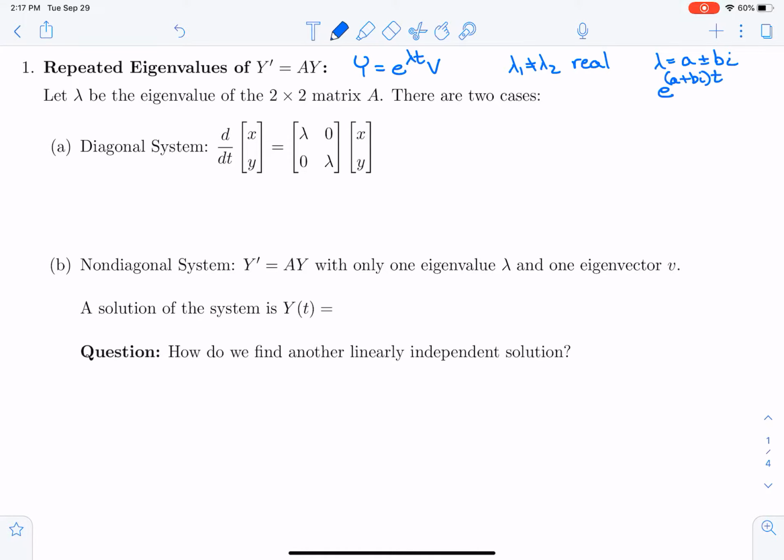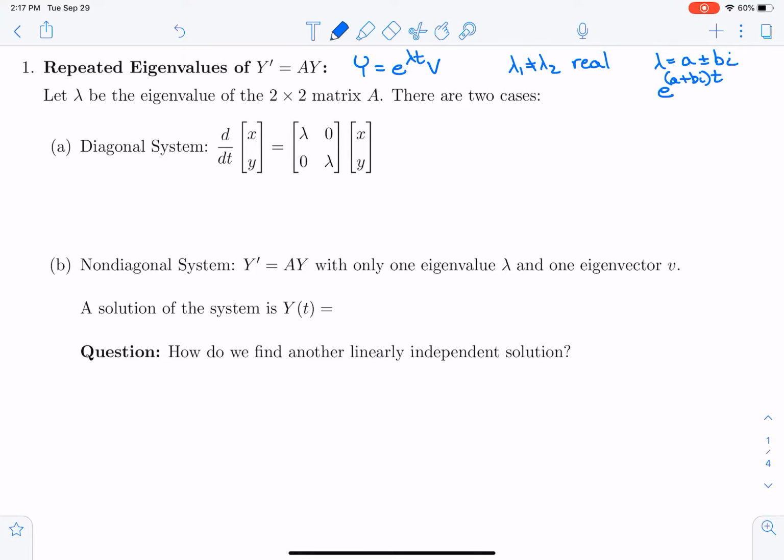Now I'd like to look at the case where A has a repeated root of the characteristic polynomial, so that there's only one eigenvalue lambda. Now, there are two different cases that we can look at when lambda is the only eigenvalue of our 2 by 2 matrix. The first case is a diagonal system.